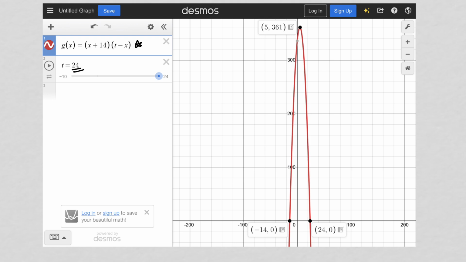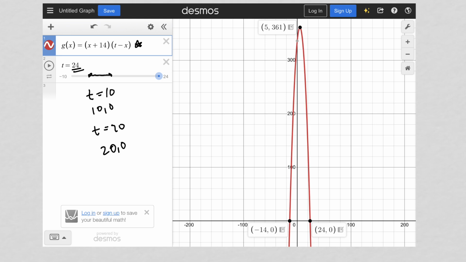And what I noticed when t was equal to 1 was that the x-intercept was at 1, 0, right? That this graph went through the point 1, 0. And as I slid that t value across here, it always matched the x-intercept, right? So for instance, when t equaled 10, it went through the point 10, 0. When t equaled 20, it went through the point 20, 0.